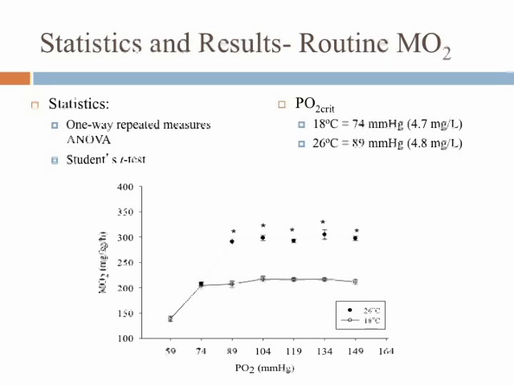per liter. In terms of oxygen consumption, we found that at all PO2s, fish at the higher temperature, 26 degrees Celsius, consumed more oxygen than fish at 18 degrees Celsius.